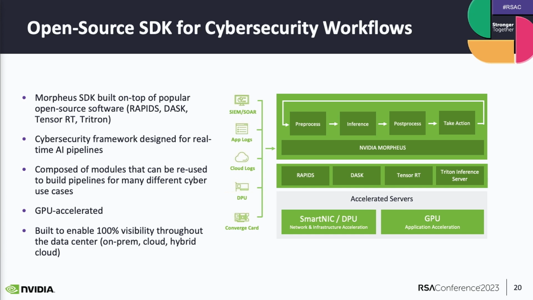Morpheus is an open source SDK for cybersecurity use cases. It is data agnostic and can ingest data from all of the aforementioned data sources. It is user-friendly, and users can customize their pipeline or workflow based on their particular cyber use case. It combines the best of NVIDIA technologies like CUDA, RAPIDS, which is our compute engine, TensorRT, and Triton Inference Server. It is 100% GPU accelerated and can be configured in different settings like on-prem, cloud, or hybrid.